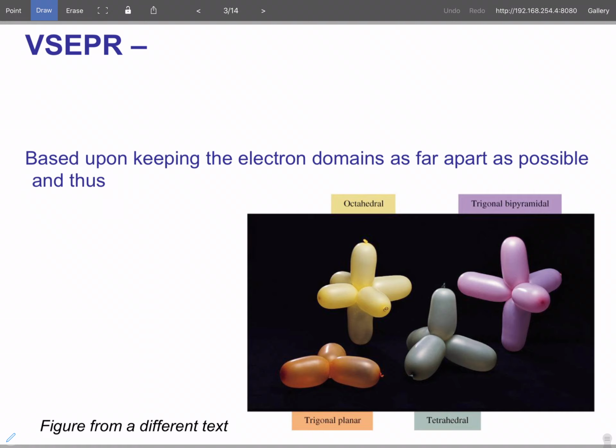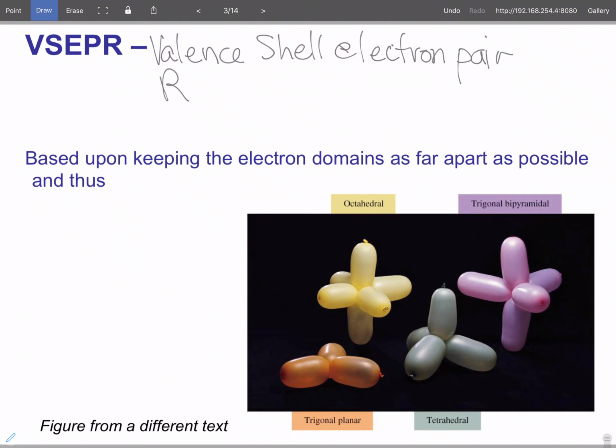So the first method we're going to use is VSEPR, which is valence shell electron pair repulsion theory. So VSEPR is the first of the theories we're going to do. When we talk about molecules, we have three theories. We have the VSEPR, we'll get to valence bond theory, and then we'll get to molecular orbital theory.